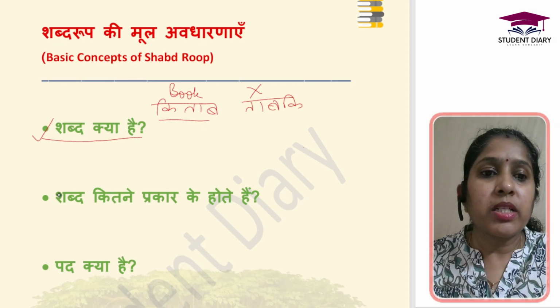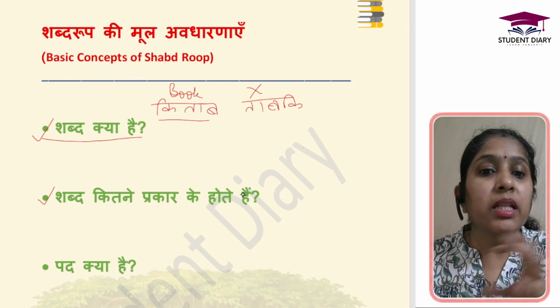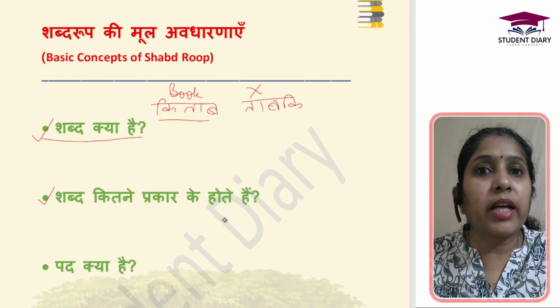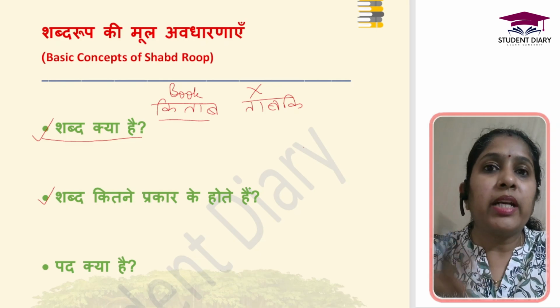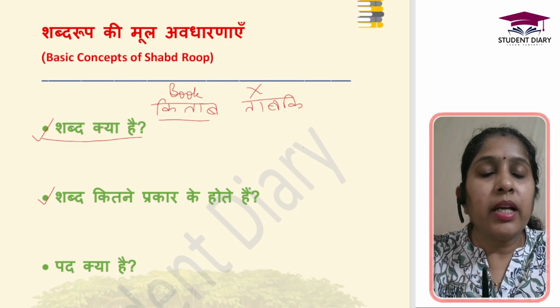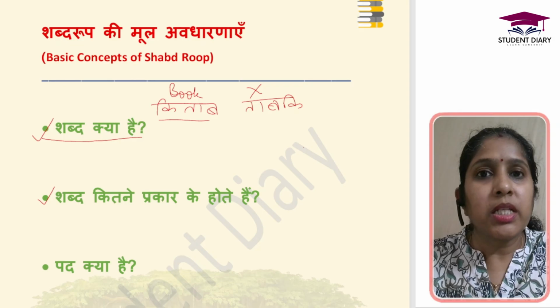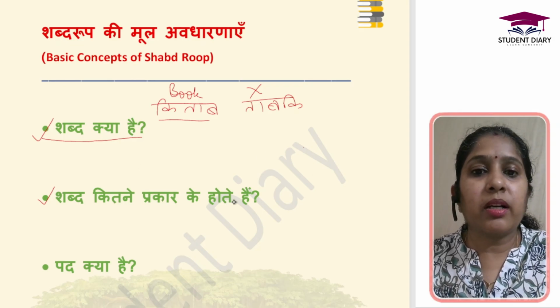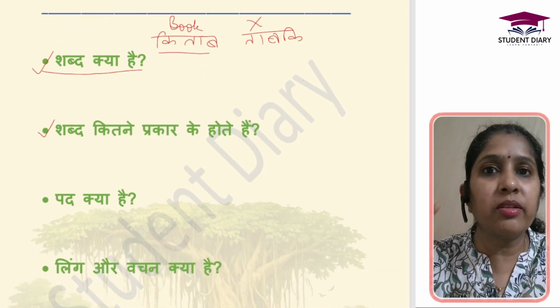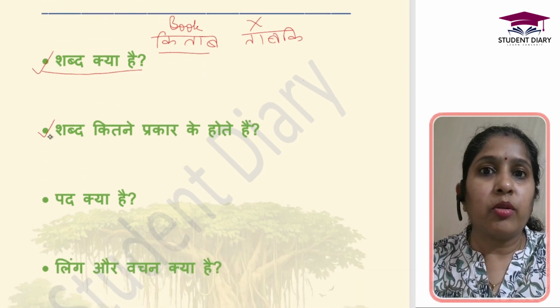Then the second question that comes to our mind is शब्द कितने प्रकार के होते हैं, means how many types of words do we have, right? So for this we will take the help of English. So in English, when we talk about the parts of speech, how many parts of speech do we have? Any idea? You can let me know in the comment section. If you know about it, you can pause the video and you can write in your notebooks.